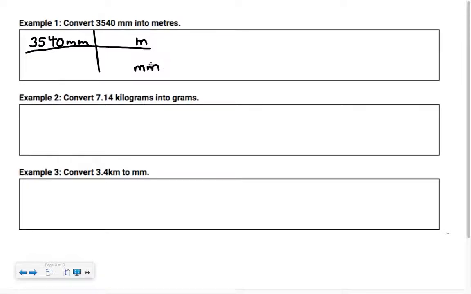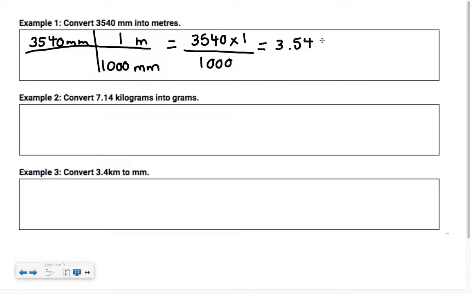So we're thinking about the relationship now between millimeters and meters. And I know that for every 1 meter, there are 1,000 millimeters. What we do is we multiply what's on the top, 3,540 times 1, and we divide by what's on the bottom, 1,000. So 3,540 times 1 is just 3,540, divided by 1,000 gives me 3.540 meters. Some of you are able to do that in your head, and that's wonderful, but for more complicated conversions, the box trick works every time. So if we have 3,540 millimeters, that's the same thing as having 3.54 meters.